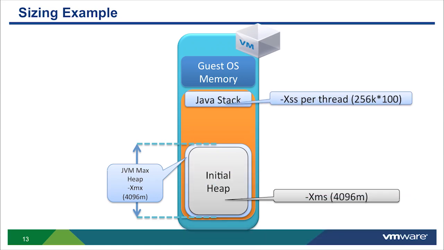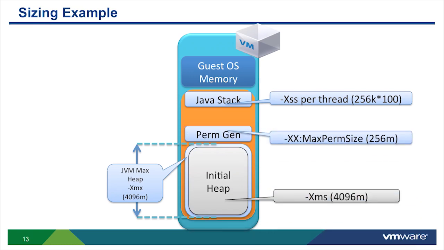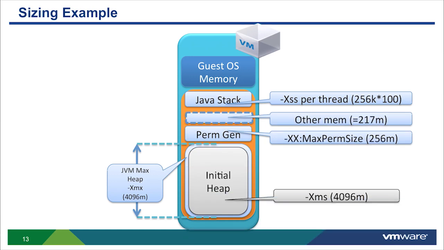In this case, I'm modeling about 100 concurrent threads. So if this was deployed on tc Server, max threads is 100, right? And I've left the stack at default. In this particular application, 256 meg was more than enough to load all the classes. And then the other mem section, the fudge factor, comes in. This 217 is usually somewhere between 3% to 5% of this number, right?